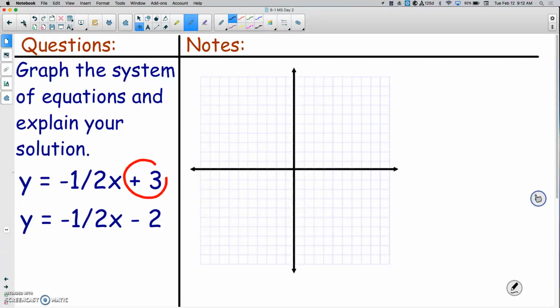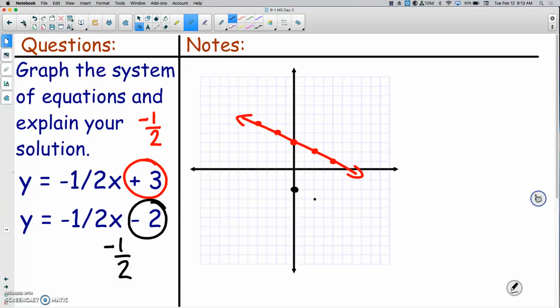Next one, 3 is my intercept. My slope is -1/2, so -1 over 2. Down 1 over 2 to the right. The second line starts at -2. The slope again is -1/2. So down 1 over 2 to the right. These lines, because they have the same slope, are parallel. Parallel lines do not cross, so there's no solution.